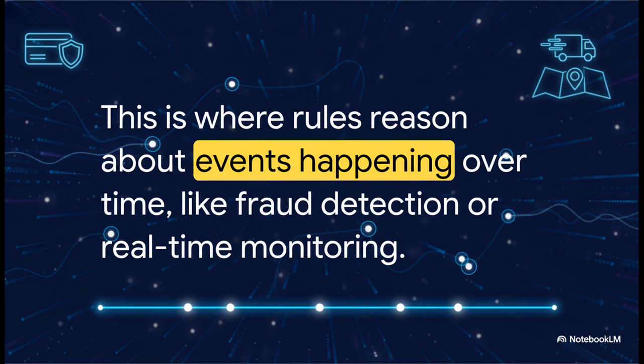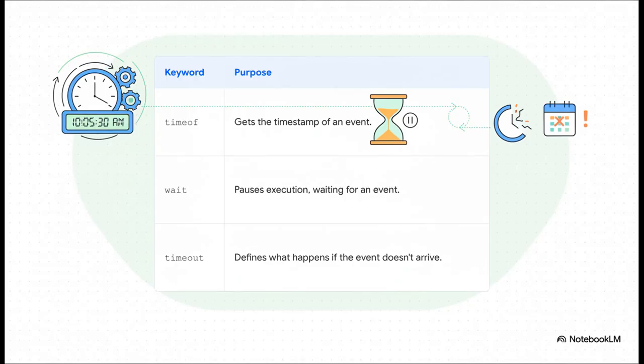These next few keywords are your ticket into that world. These three keywords are basically designed to work together as a team to manage time-based logic. Time_of lets you grab an event's exact timestamp. Wait can actually pause a rule, listening for another event to happen within a specific time window. And timeout is your fallback plan, what to do if that event never shows up. It's this combo that lets you build rules that are truly aware of time.